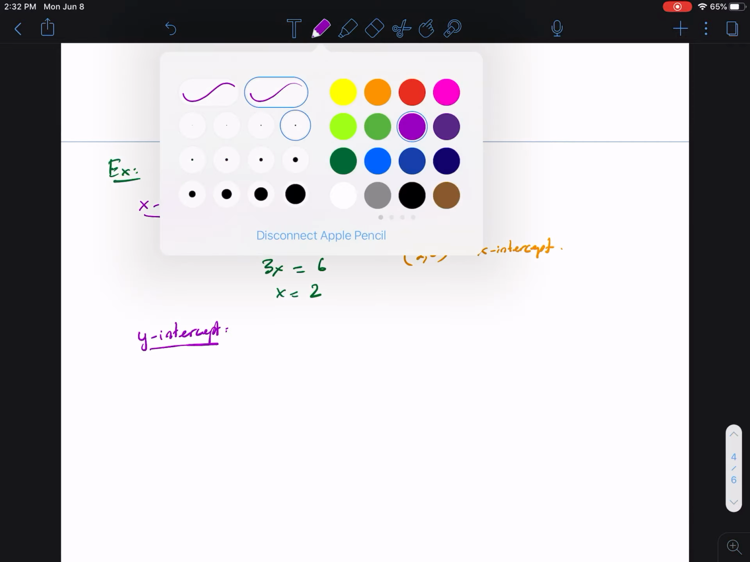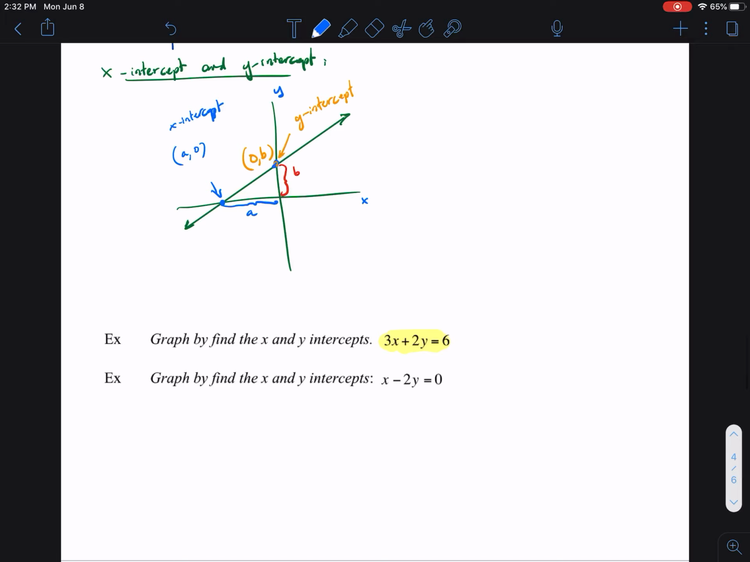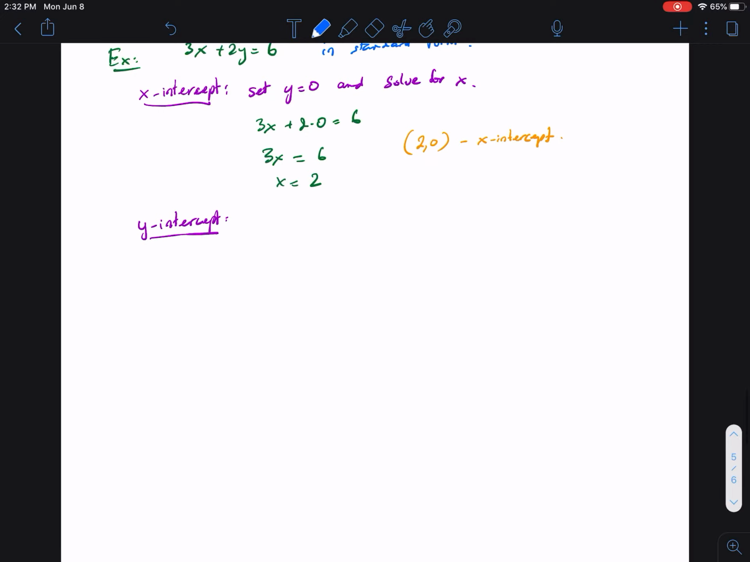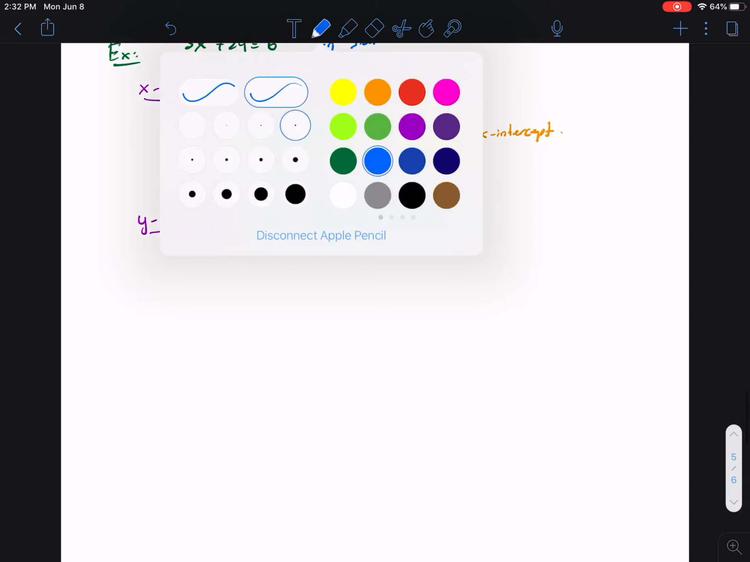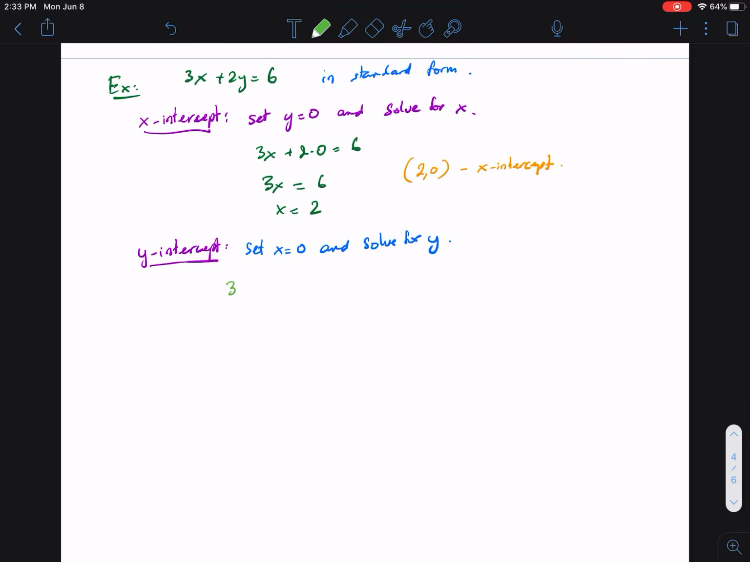By definition, the y-intercept is this point here, which always has the x-coordinate 0. So to find the y-intercept, we set x equals 0 and solve for y. So let's do that. Set x equals 0, solve for y. We have 3 times 0 plus 2y equal to 6. That means 2y equal to 6. That means y equal to 3.